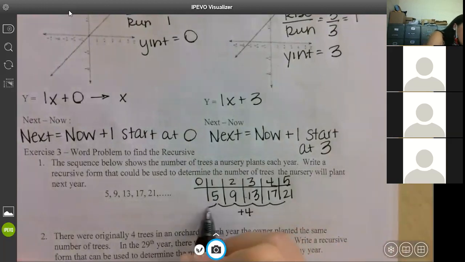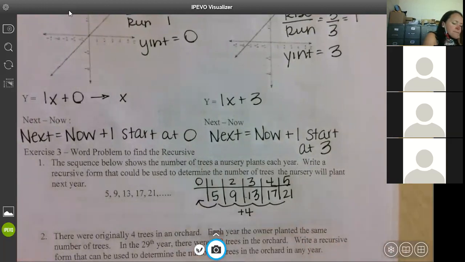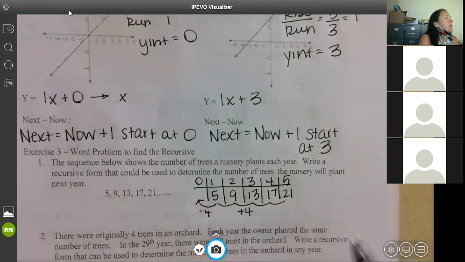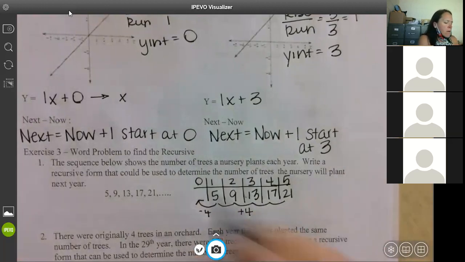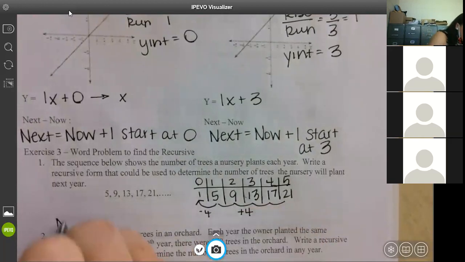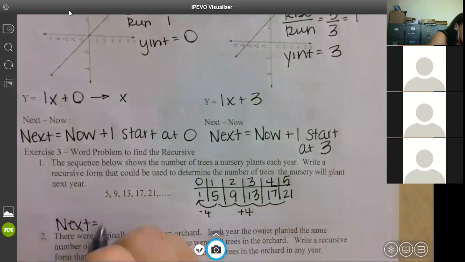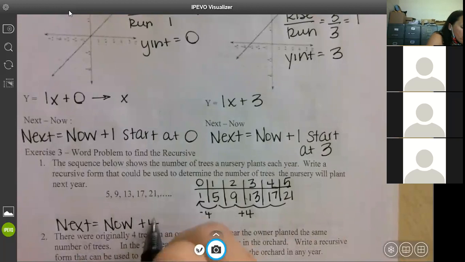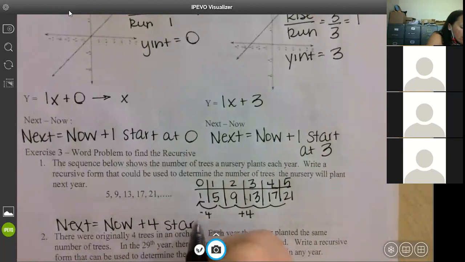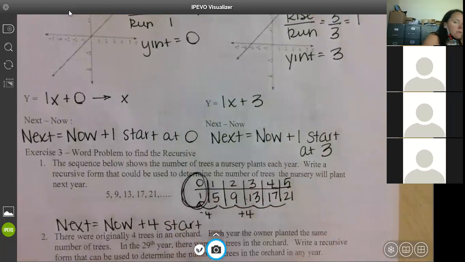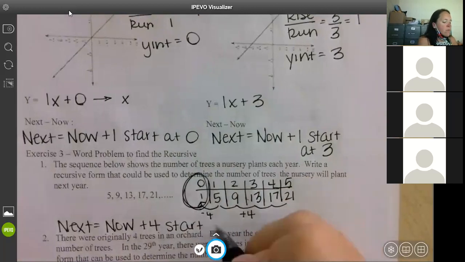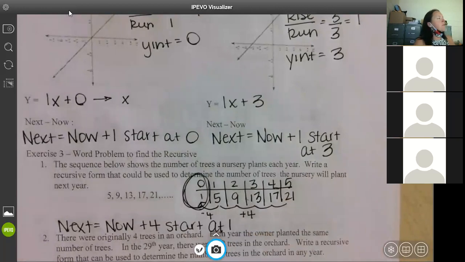So how would I get my 0 or my y-intercept? Subtract 4, yes, absolutely. And then what do you get? 1. So this is next equals now. What did we do each year? Plus 4. Where did we start at? How many did we have in the start? 1. It's always the y with your 0.